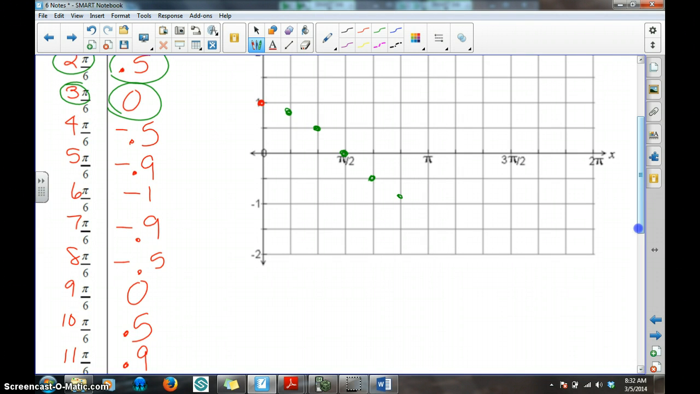Now the significance of that is what? That's quadrants 2 and 3. And what does cosine do in quadrants 2 and 3? It goes negative. And last but not least, 0.5, 0.9, and 1 again. There's my quadrant 4, and it is back in the positive direction.